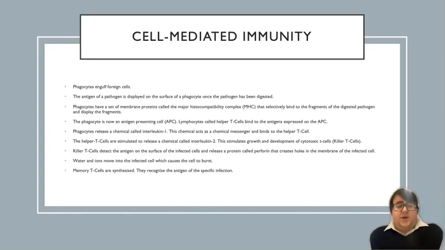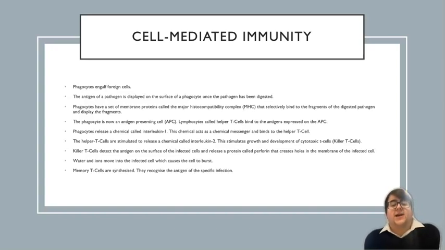Now, I'm not going to lie, these are probably the hardest parts of the unit. So let's start with cell-mediated immunity. In cell-mediated immunity, phagocytes engulf foreign cells, and the antigen of a pathogen will be displayed on the surface of a phagocyte once the pathogen has been digested. The phagocytes have a set of membrane proteins called the major histocompatibility complex, MHC, that selectively bind to the fragments of the digested pathogen and display those fragments.